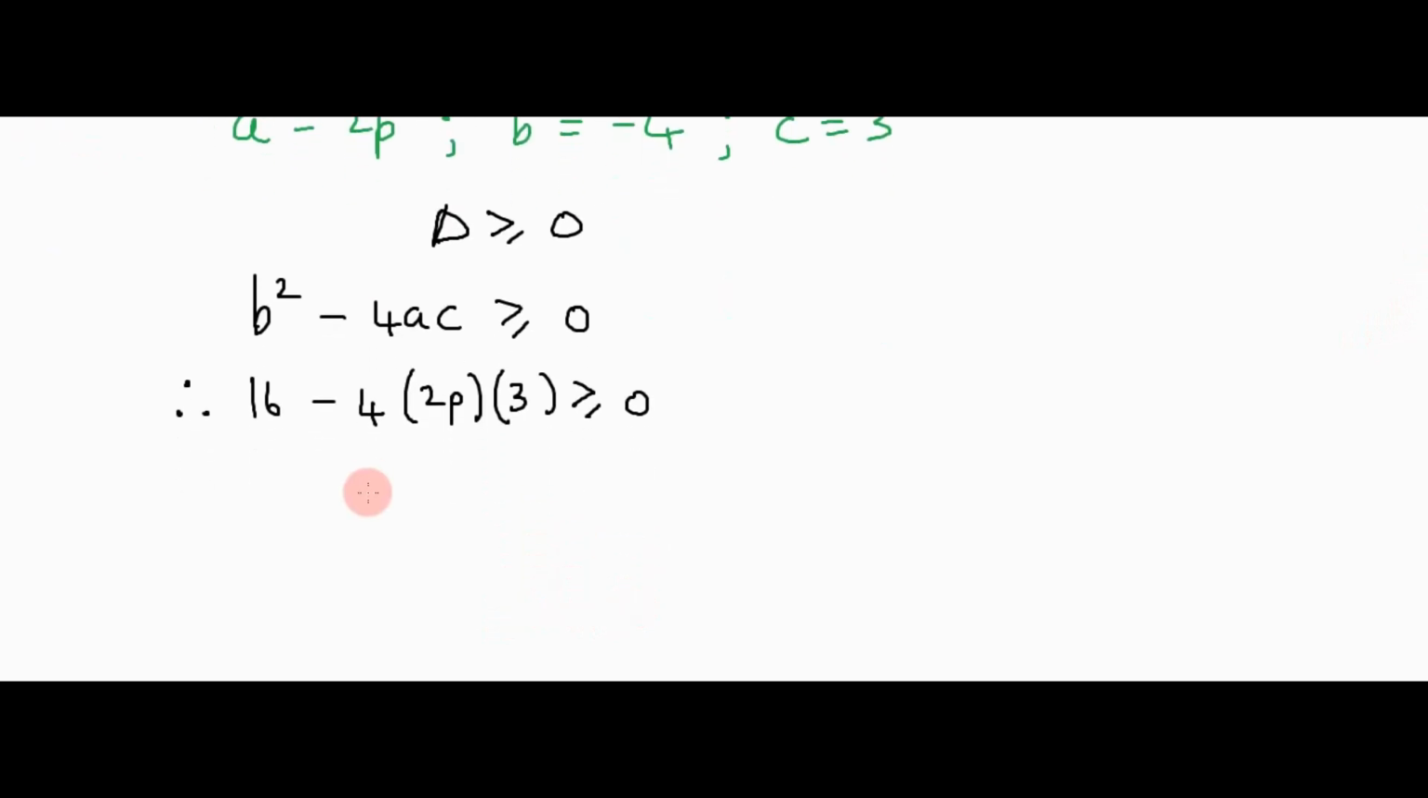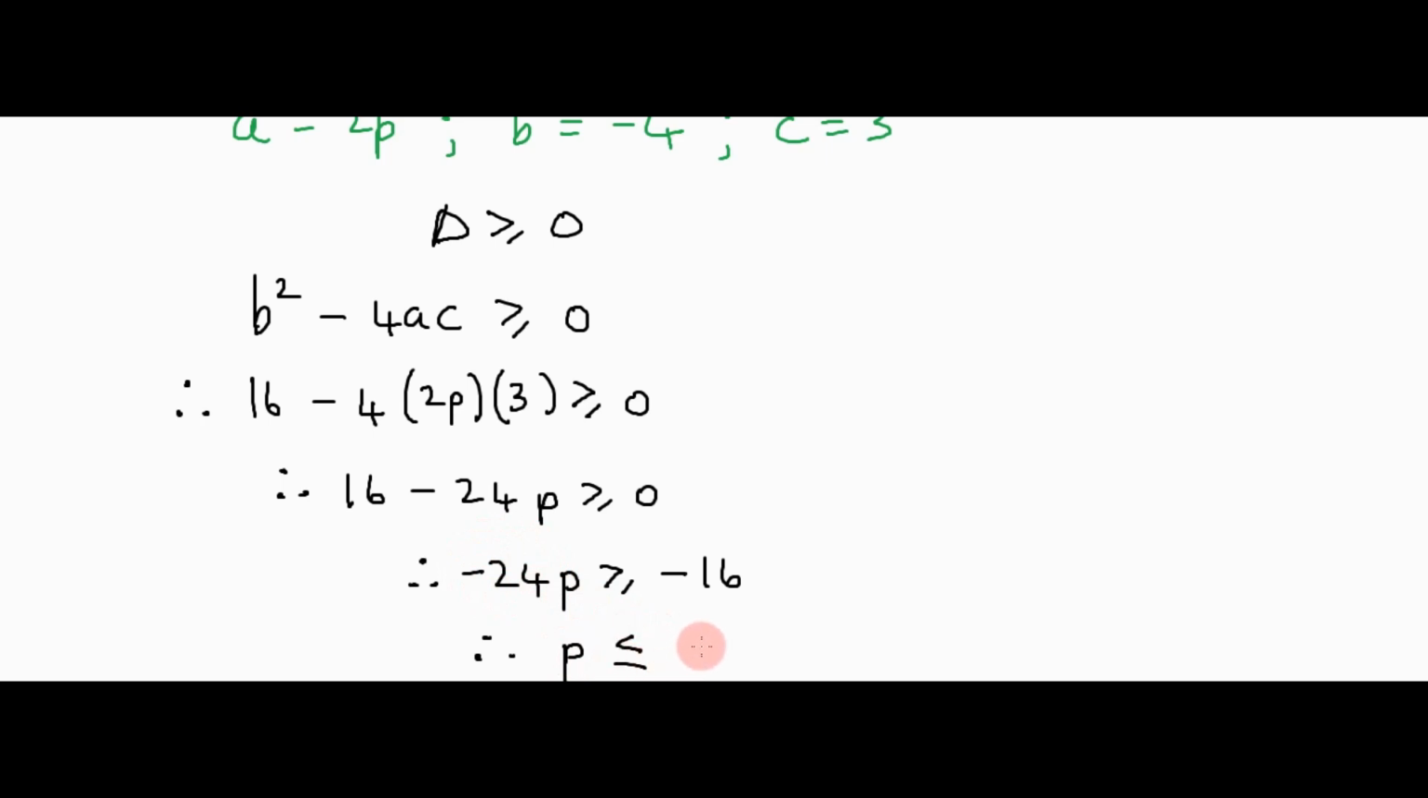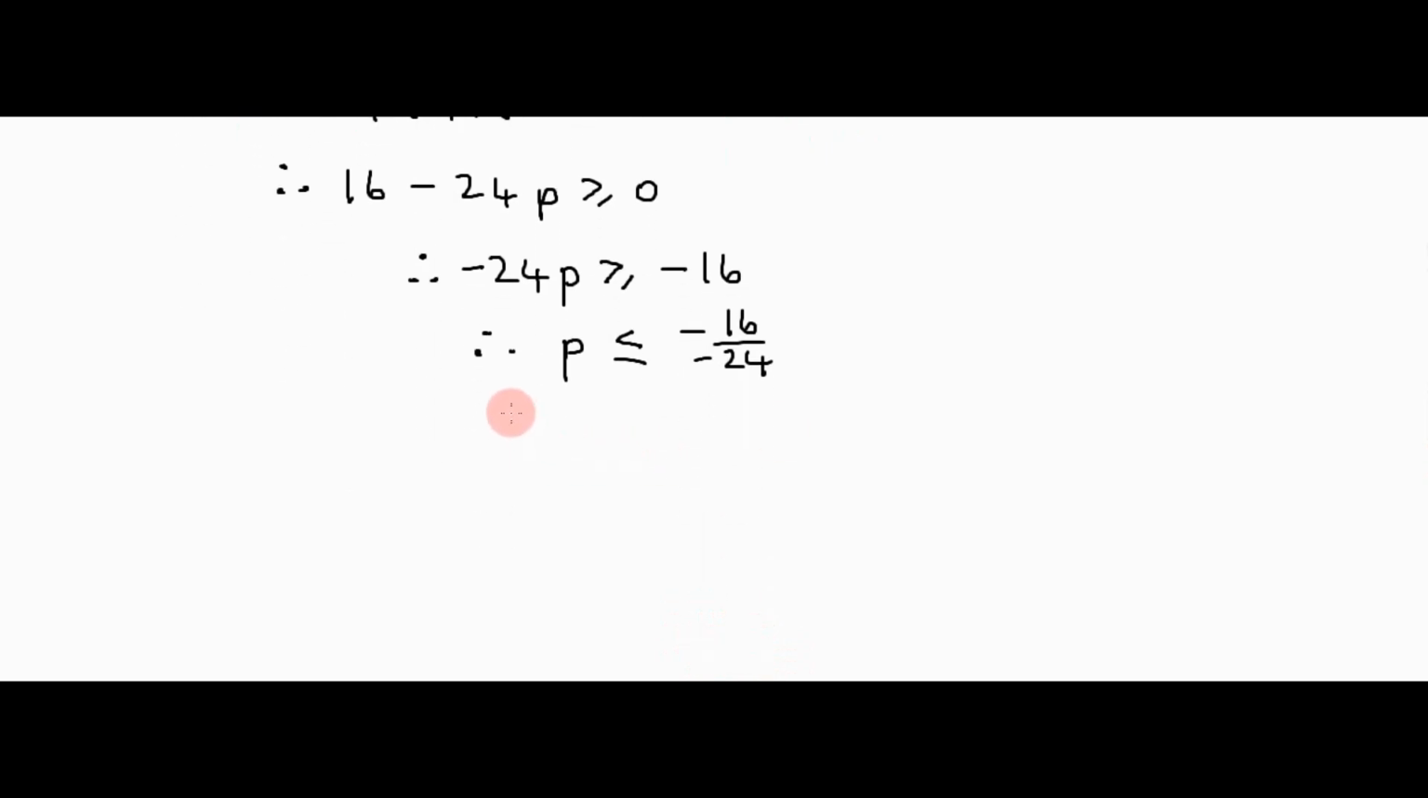Now we simply solve for p. Of course, negative 4 times 2 is negative 8, times 3 is negative 24, so negative 24p. And we can take the 16 to the right-hand side. Now we can divide negative 24 into the right-hand side. But because we are dividing by a negative number, the inequality switches around. And we can simplify. A minus divided by a minus is a plus. Then 8 into 16 twice, and into 24 thrice. So p is less than or equal to 2/3.